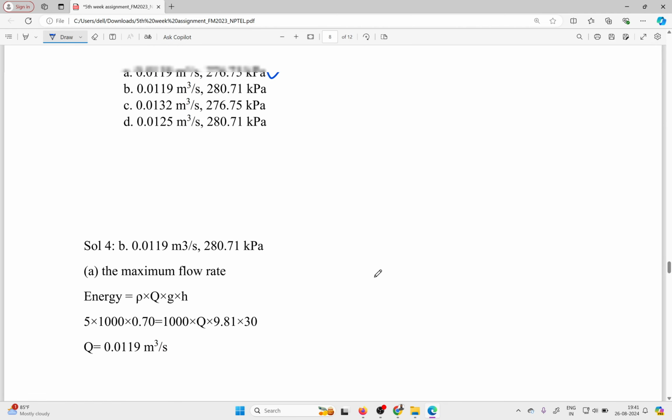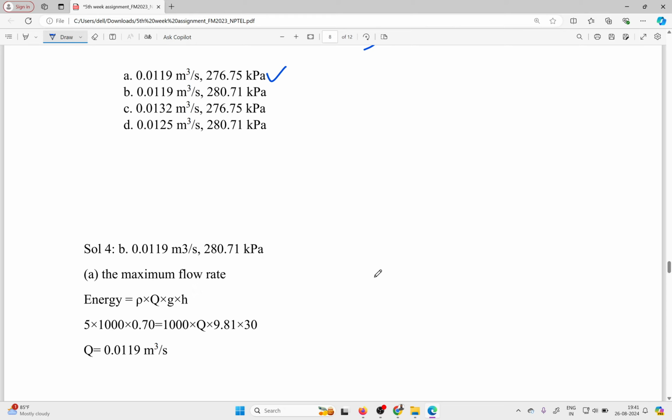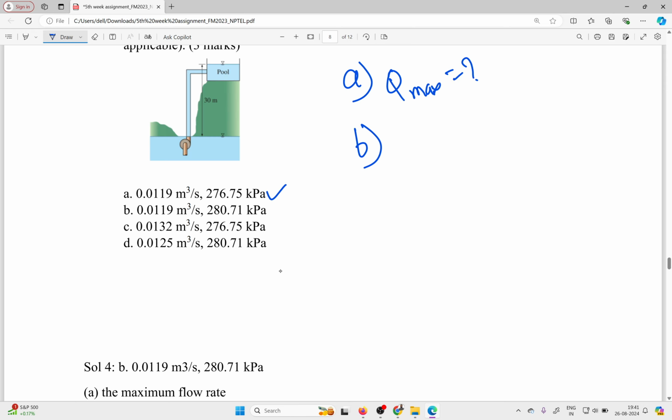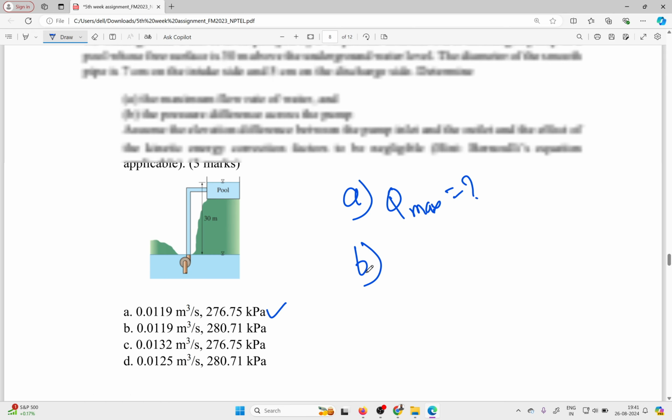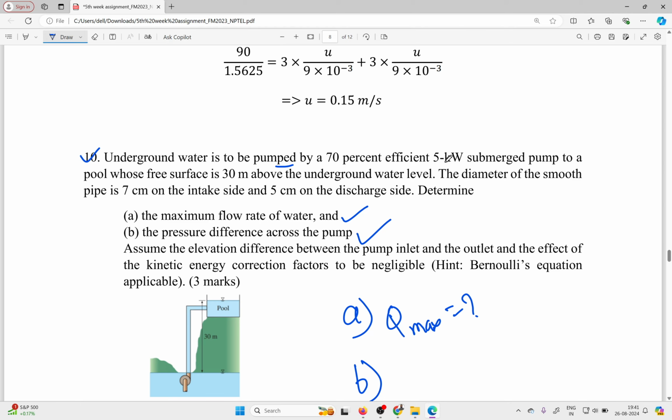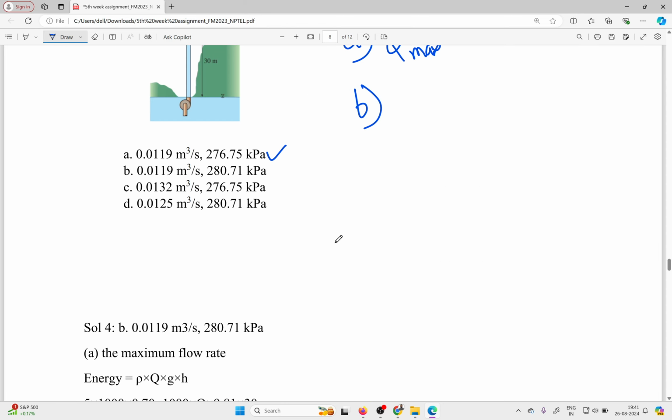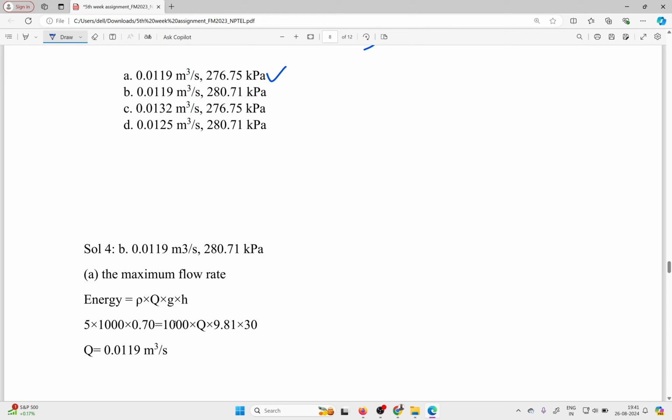Okay, so it is not working very well. So for the maximum flow rate, you already know the energy. How will you calculate it? Why are we using energy here? In the question, 5 kilowatt and 70% efficiency were already given, so the energy is given. Here, energy is equal to what?